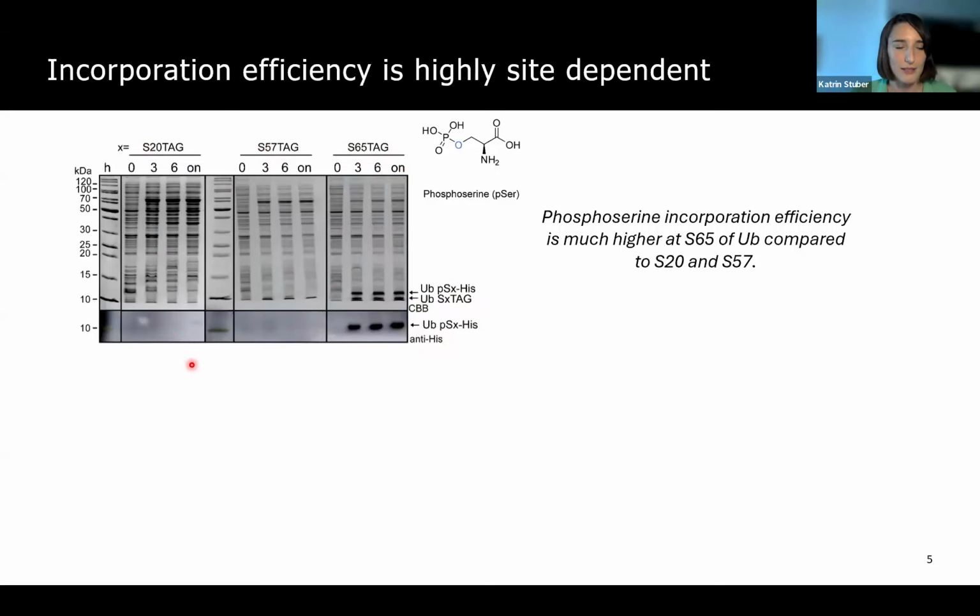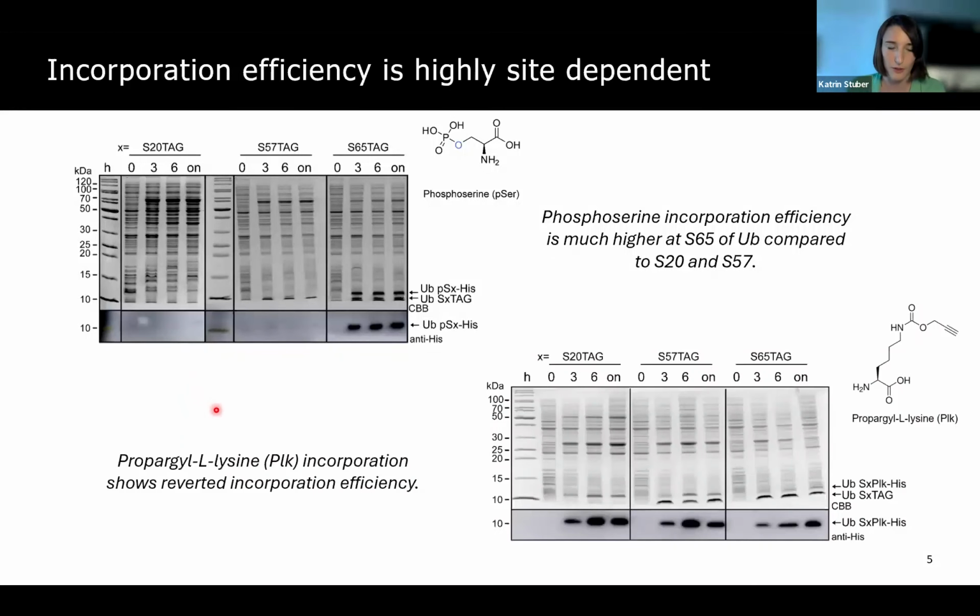And here we were asking, is it the positions per se that are bad for amber stop codon suppression, or is it the negatively charged phosphoserine that makes a problem? And this is why we incorporated propargyl-lysine at the same positions, which is a system that we also commonly use in the lab, and we know that it works properly.